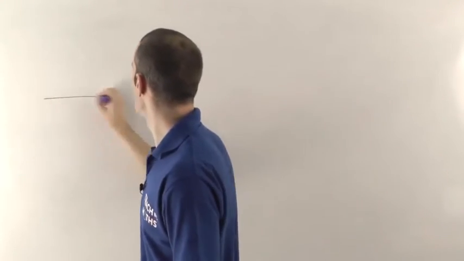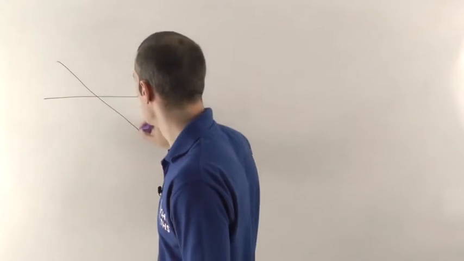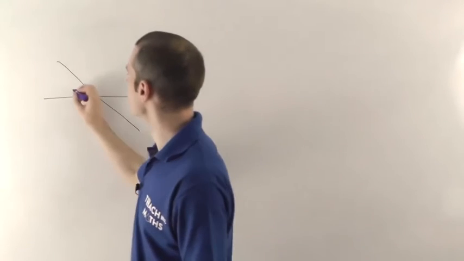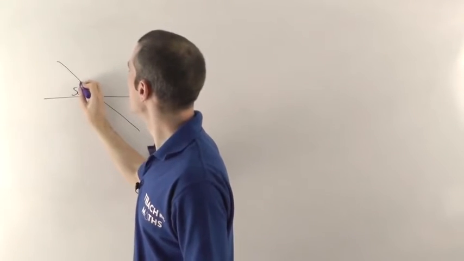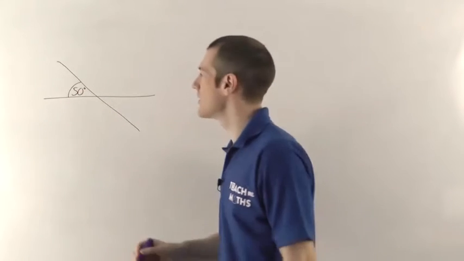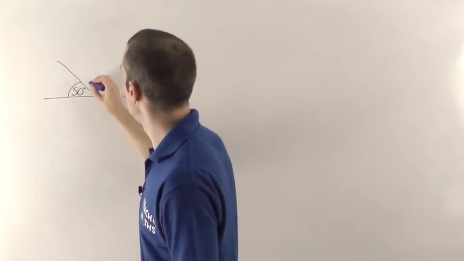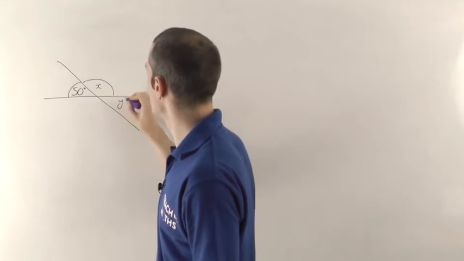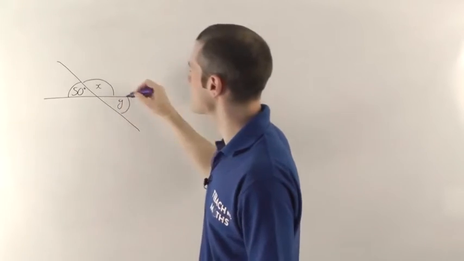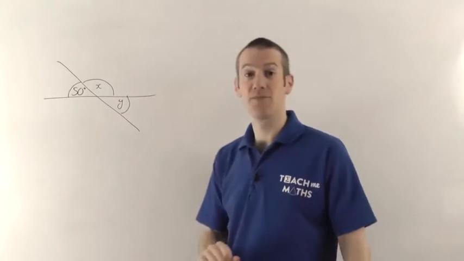Imagine you've got two straight lines that cross like that. We're going to be told that this angle here is 50 degrees, and we need to work out what that angle is and that angle. So X and Y, these two angles, we've got to find out what they are.